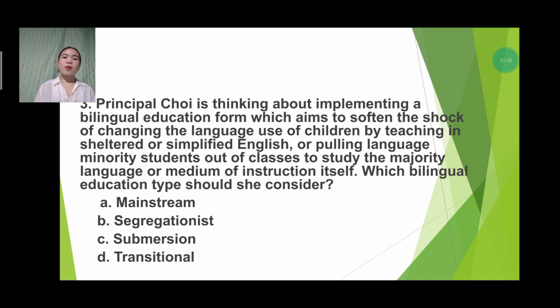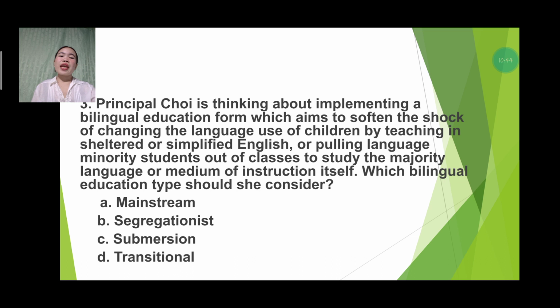Moving on with item number 3. Principal Choi is thinking about implementing a bilingual education form which aims to soften the shock of changing the language use of children by teaching in sheltered or simplified English, or pulling language minority students out of classes to study the majority language or medium of instruction itself. Which bilingual education type should be considered?